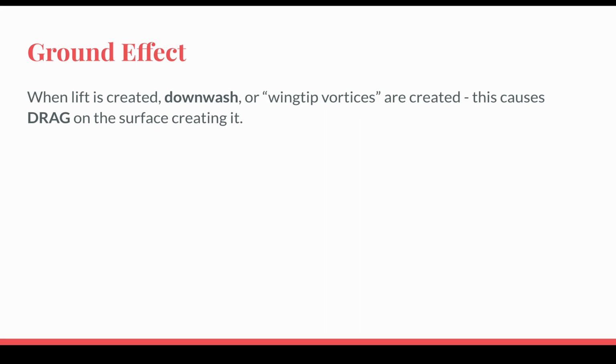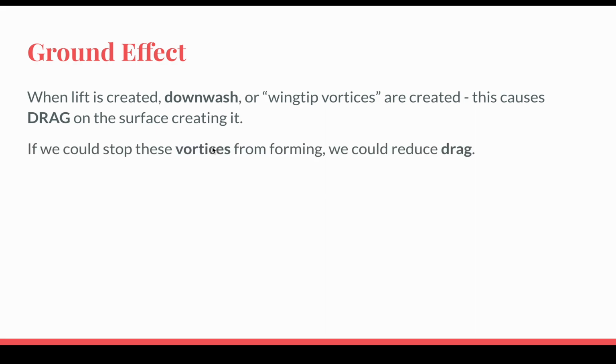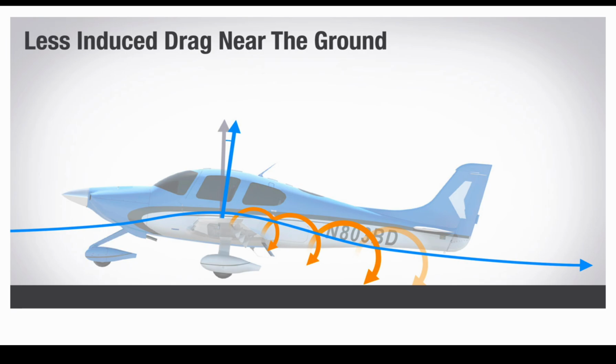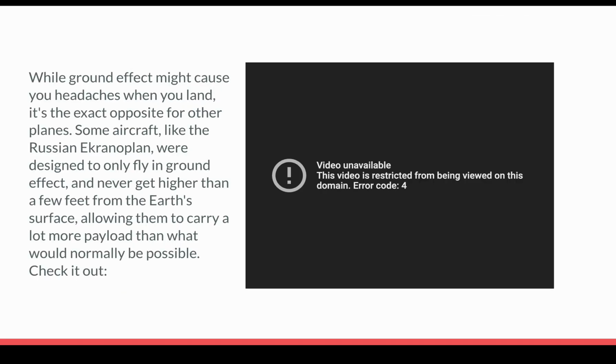All right, let's talk about ground effect a little bit. This is when lift is created and you get a downwash of wingtip vortices. This causes drag on the surface creating it. If we could stop those vortices from forming, we could reduce drag. So when you're near ground in flight, the ground disrupts the creation of these vortices and you can fly at a slower airspeed without stalling. That's called ground effect. So we're going to talk about that in class a bit.